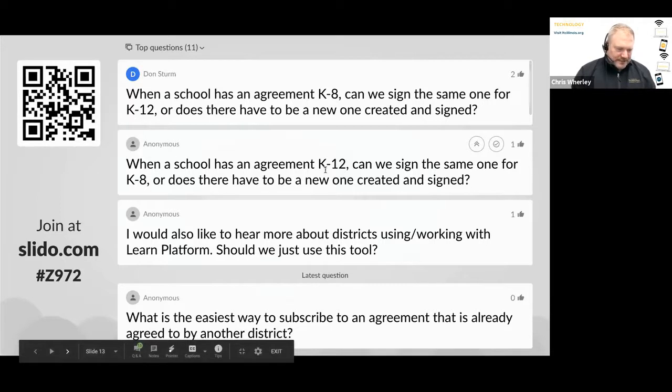When a school has an agreement, K-12, can we sign the same one for K-8, or does that have to be a new one created? I don't think there's anything in an agreement that's K-12 versus K-8. It's just a matter of, does the data match up with what you're using and what you're sending to them? So that would be the only consideration, I think, if you were going to piggyback on an agreement, would be that Exhibit B that shows what data you're using.